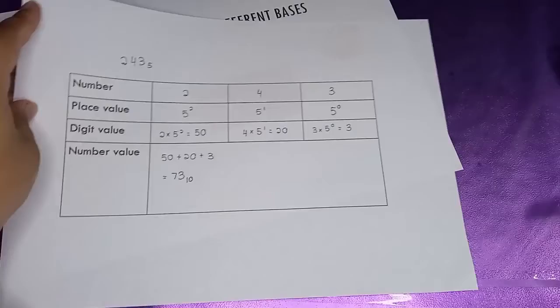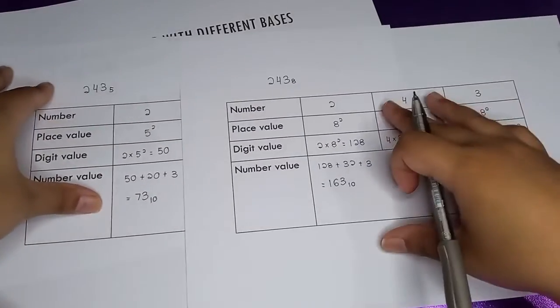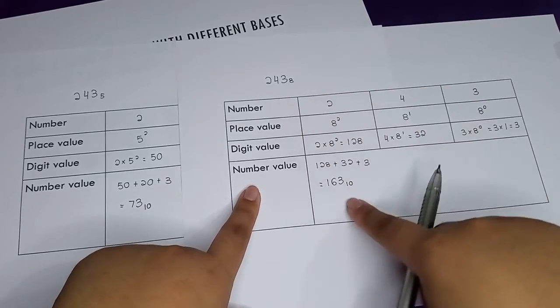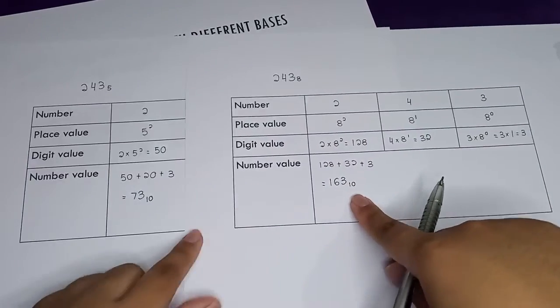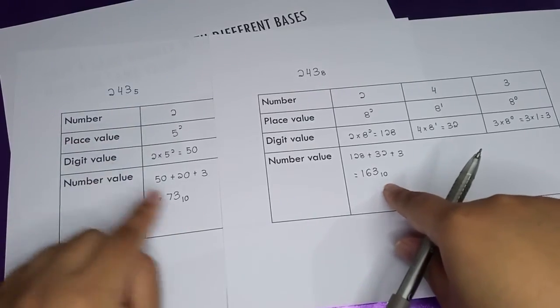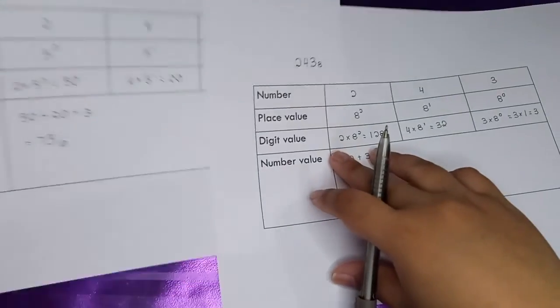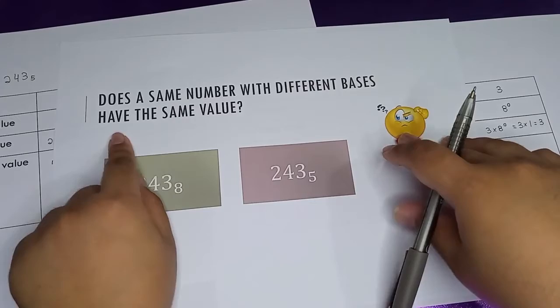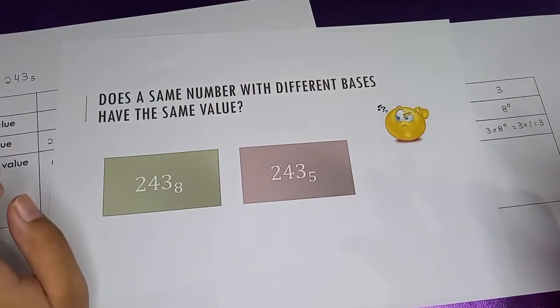Okay, let's take a look. Is it the same? No, it's not the same. If it was base 8, the answer is 163 base 10. If it was base 5, it was 73 base 10. So the conclusion is that the same number with a different base does not have the same value.